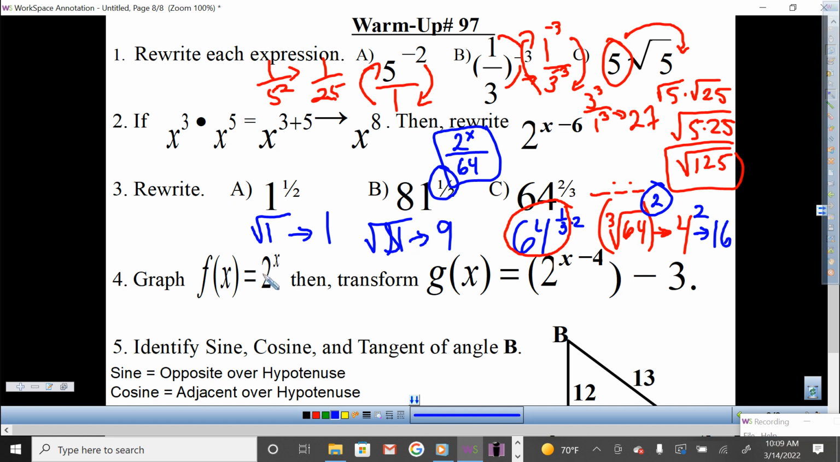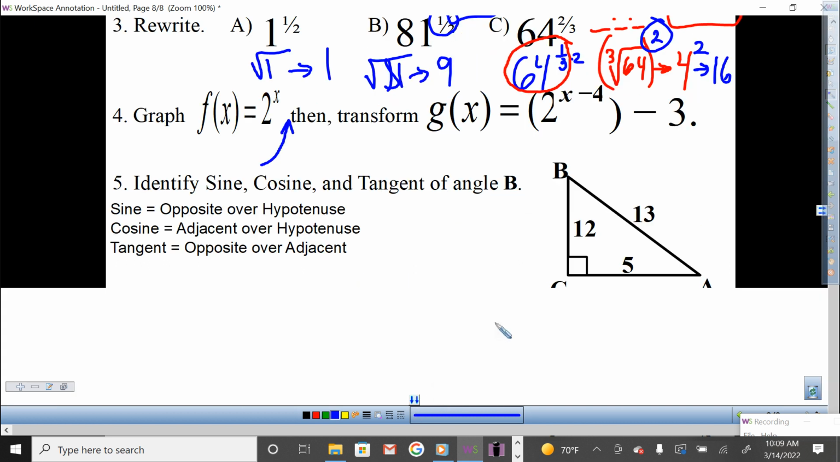Number 4. The graph for f of x equals 2 to the x is like this. It's an exponential. But then we're going to move it according to this. Pass someone, Pablo. Sebastian, where is it going to move to according to this? 4 to the right and 3 down. That is correct. 4 to the right, 3 down, so it's somewhere over there.